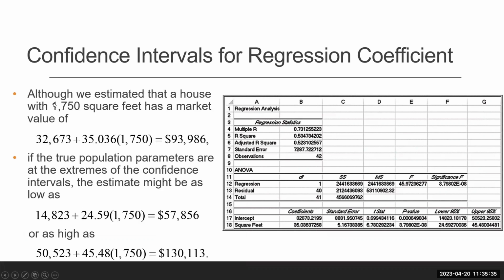Okay, and it goes on to say here that although we estimated that a house with 1,750 square feet has a market value of this just by substituting this into the x and running it through the same formula, if the true population parameters are at the extremes of the confidence intervals, the estimate might be as low as this and as high as this. So we can use this output to give us a range within which that true number might sit.